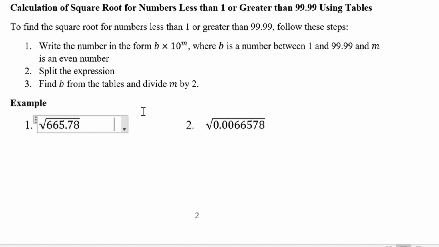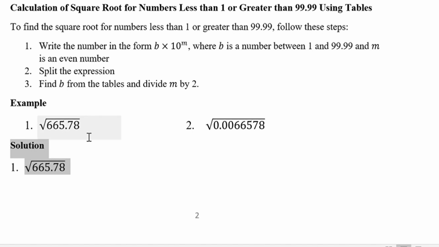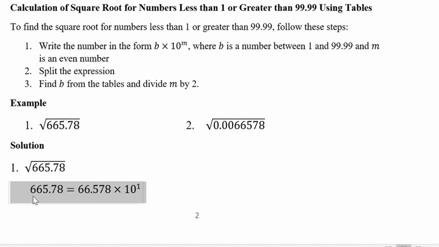How do we work the first one? Now you realize the first one is the square root of 665.78. This number is greater than 99.99, and therefore we have to follow these steps. So the first thing is to write the number in the form b times 10 raised to power m. This number can be written in this format by simply moving around the decimal point, in other words, moving the decimal either to the left or to the right in an effort to make the number achieve this limit.